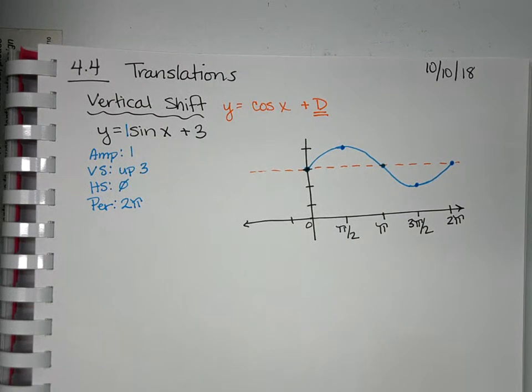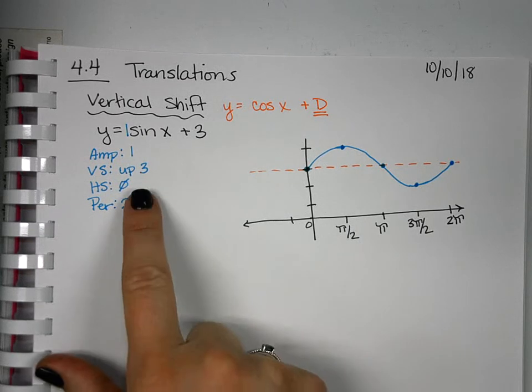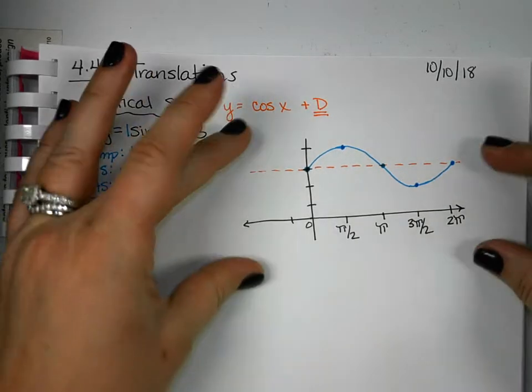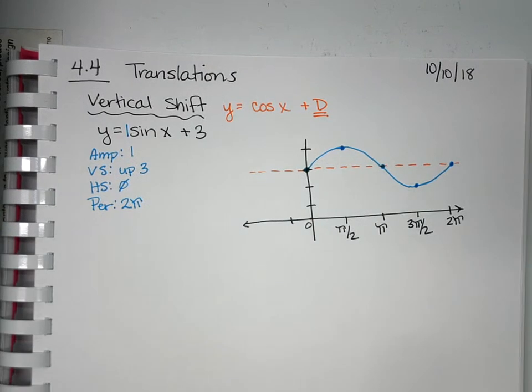Okay, so that's one type of shift, and that's just shifting it up and down. If the 3 was negative, we would have done the same thing, just shifted down 3.